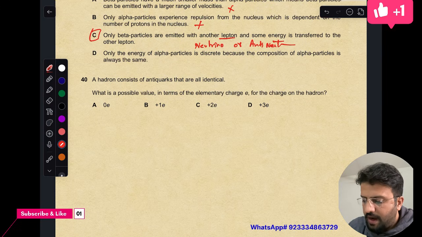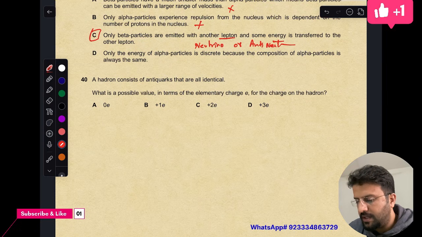The next question: a hadron consists of antiquarks that are all identical. What is the possible value in terms of the elementary charge?